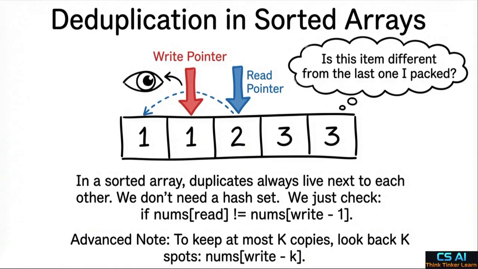If an interviewer asks you to allow at most k copies, say allowing 2 of each number instead of 1, you just change your look back distance. You check nums[write minus k]. This simple adjustment allows you to handle complex constraints while maintaining that perfect O(1) space complexity. It's a classic level 2 interview question that becomes easy once you visualize the pointers.